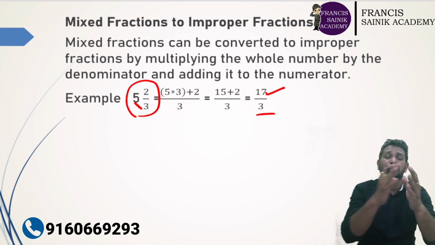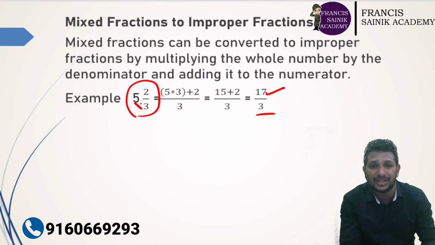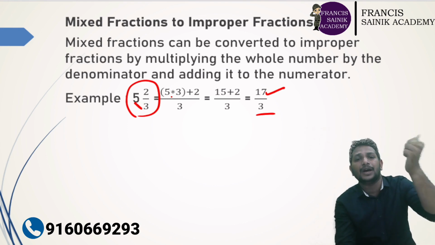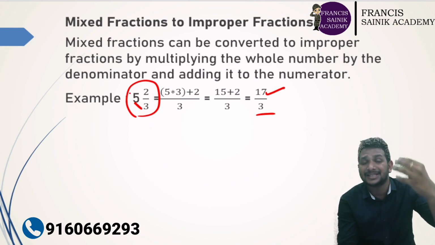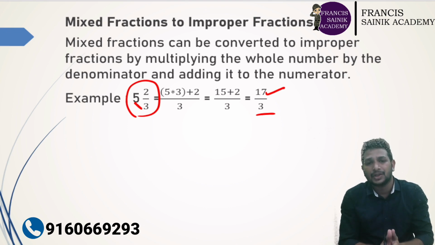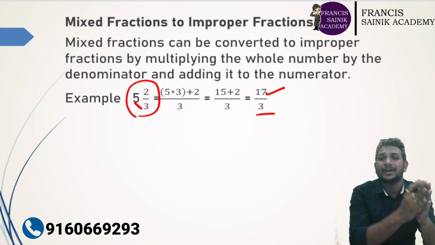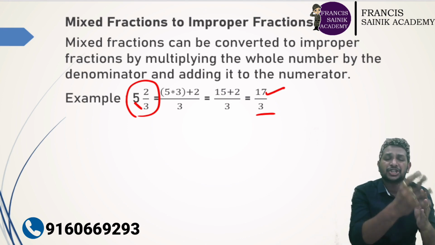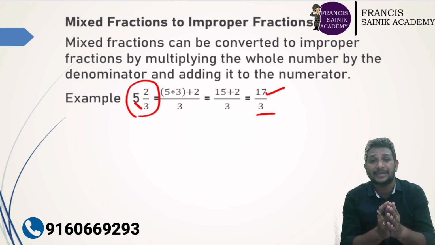So whenever you want to convert a mixed fraction to an improper fraction, first multiply the denominator and the whole number, here 5 and 3, and then add the numerator to that answer, so that we get an improper fraction. So from this video, I discussed all the types of fractions, the introduction of fractions, and the simplification we do for a mixed fraction.